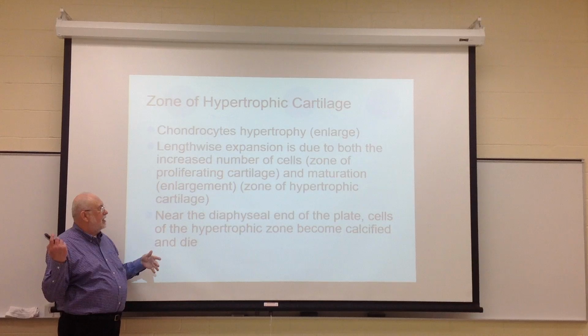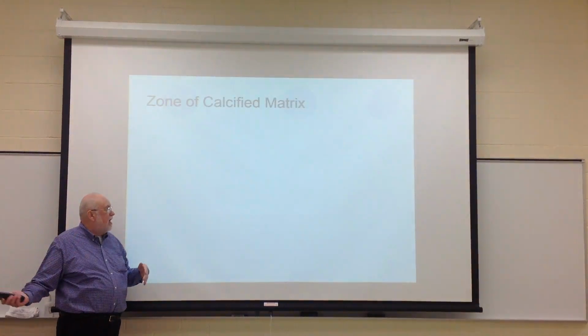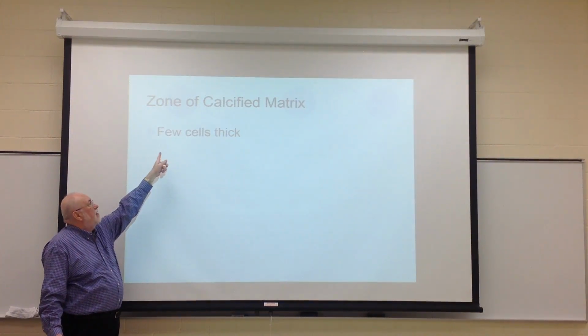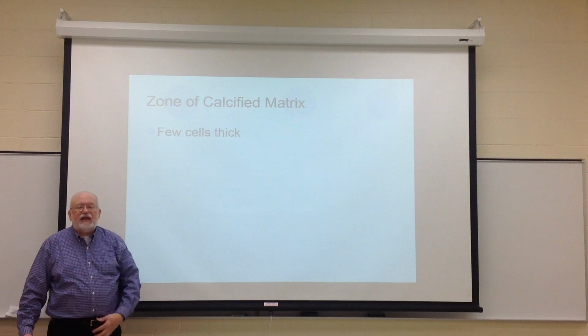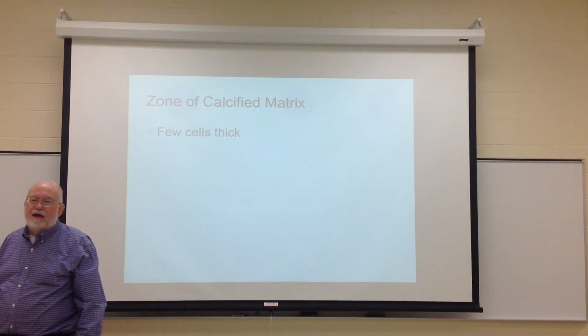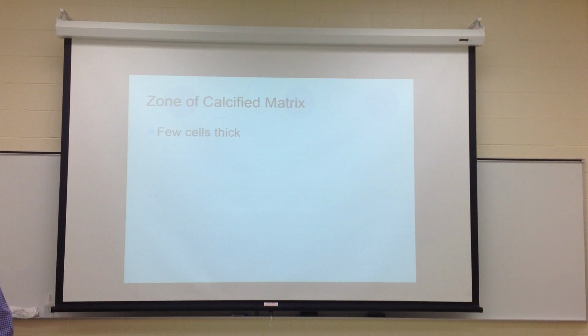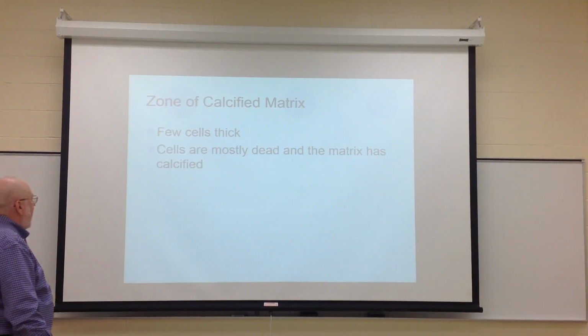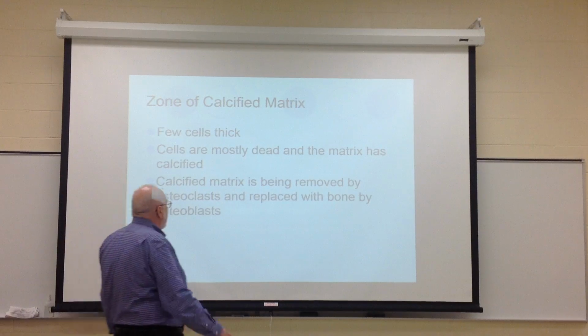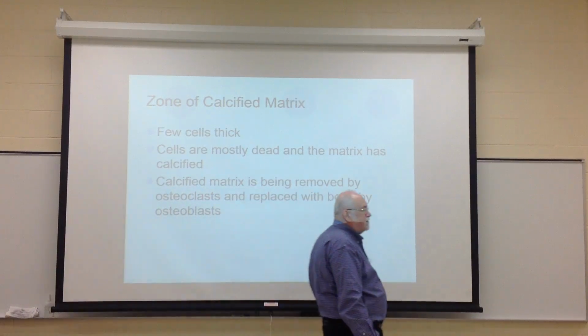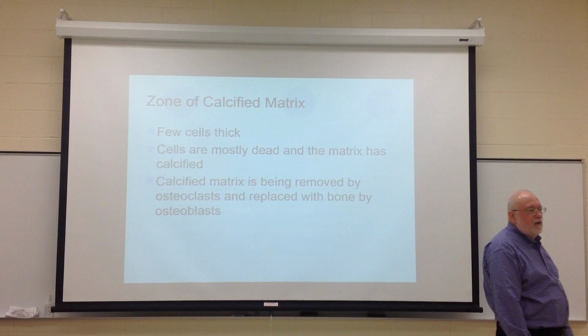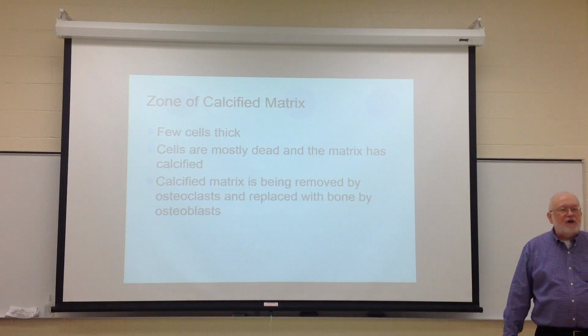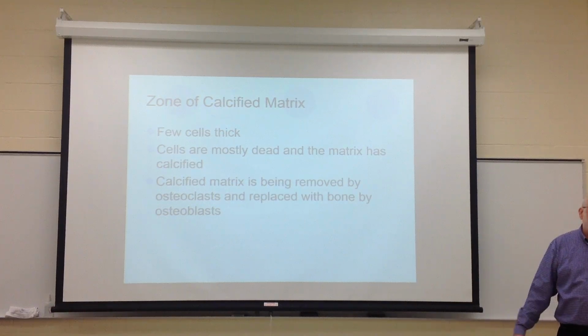So now we get to the next area, what we call the zone of calcified matrix. Virtually no cell is still alive. It's mostly just calcified matrix with a bunch of holes in it. It's brittle, and you've got to get rid of it, and it's removed, of course, by the osteoclasts, and then osteoblasts come into the area, right there, and they start laying down new bone.